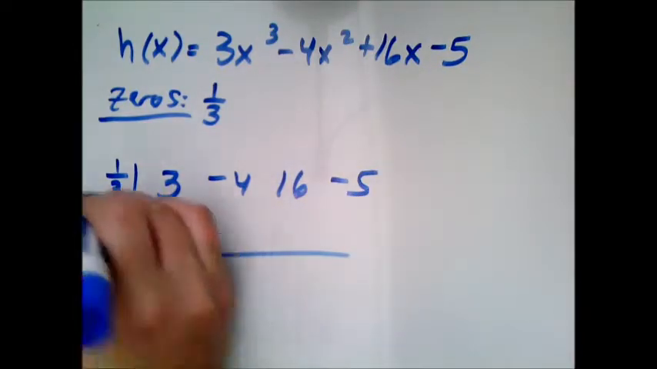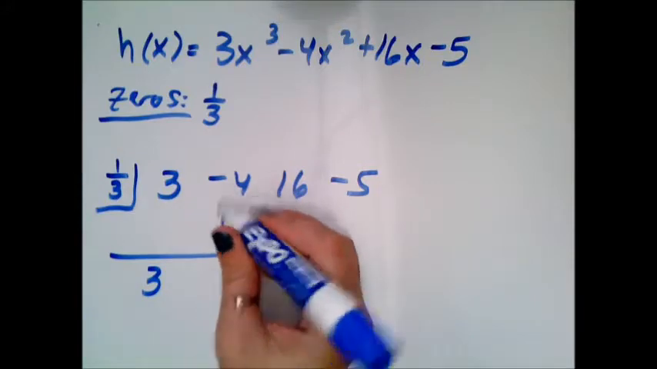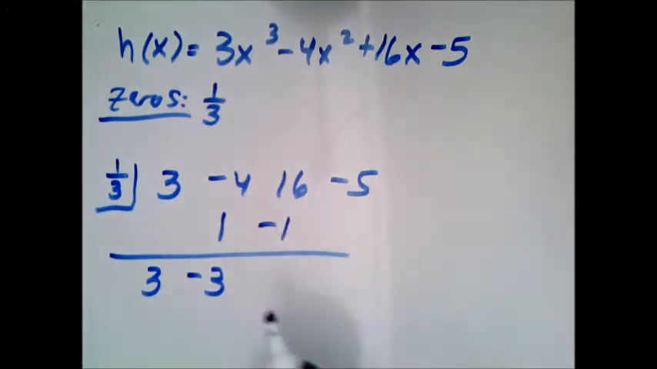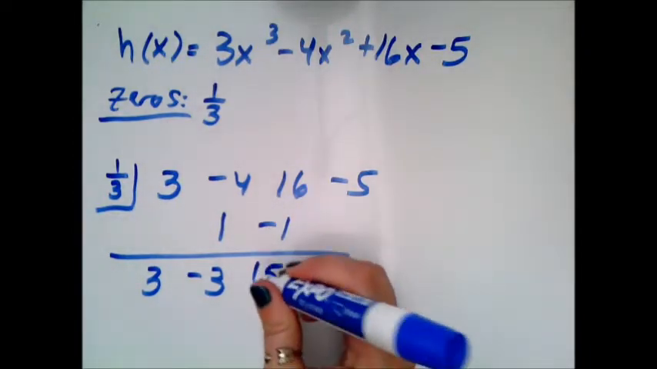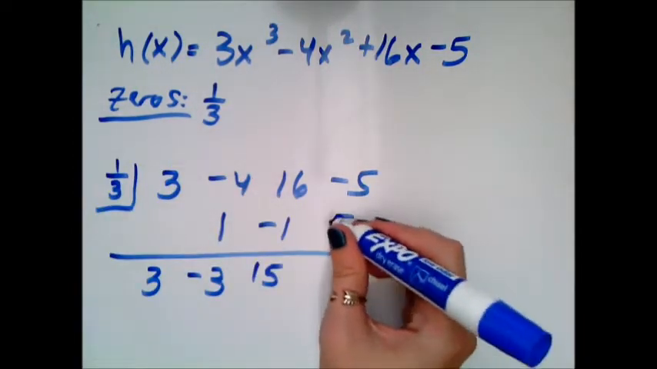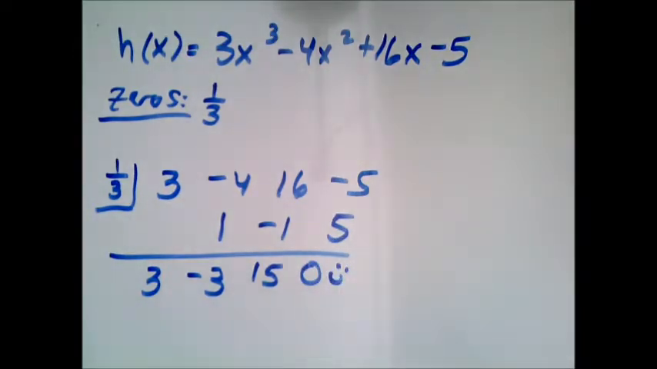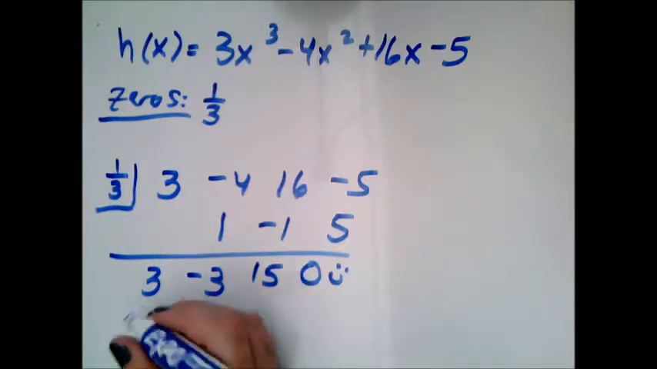So add, multiply is 1, add gives you -3, multiply gives you -1, right? 3's cancel. This gives me 15, and 15 over 3 reduces to 5. So I get a remainder of 0, which shows me that that was a 0. So why is that useful?